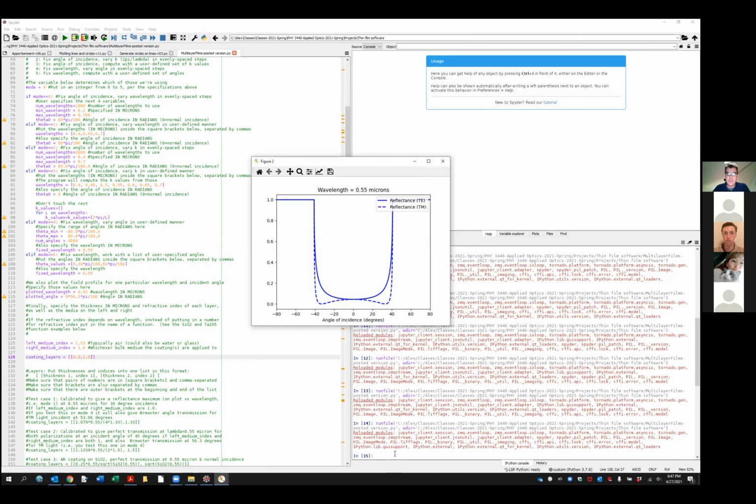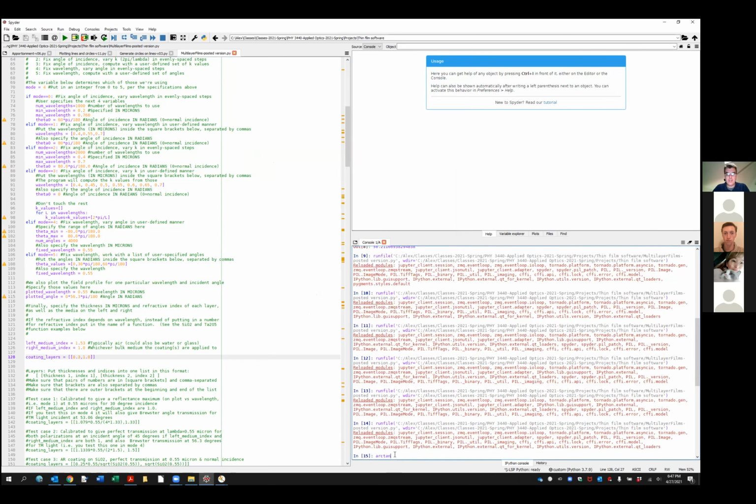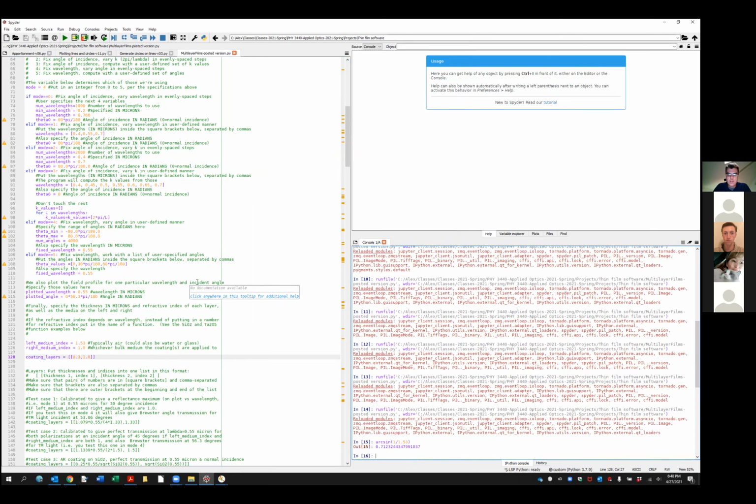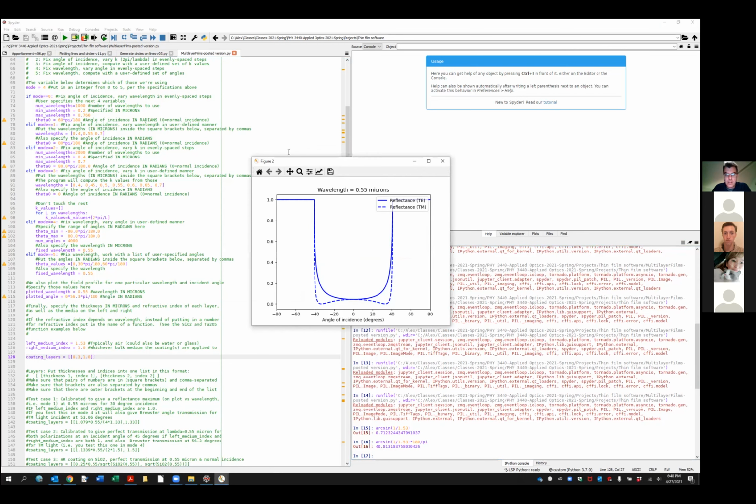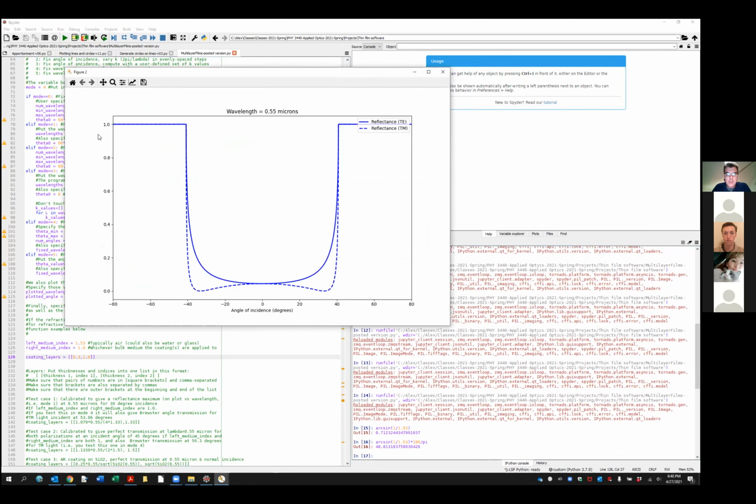Now let's verify that these angles make sense. Let's do arc sine of 1 over 1.53. That's the angle of total internal reflection. That should be at about 40.8 degrees. And sure enough, if we look at this, we get total internal reflection at almost exactly 40 degrees.